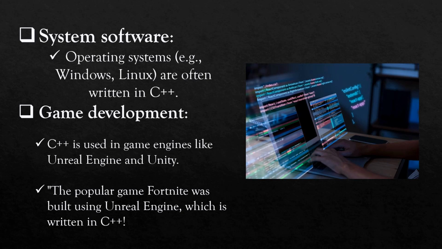Operating systems. Major operating systems like Windows, Linux, and macOS have parts written in C++. Web browsers. Browsers like Google Chrome and Mozilla Firefox use C++ for their rendering engine.